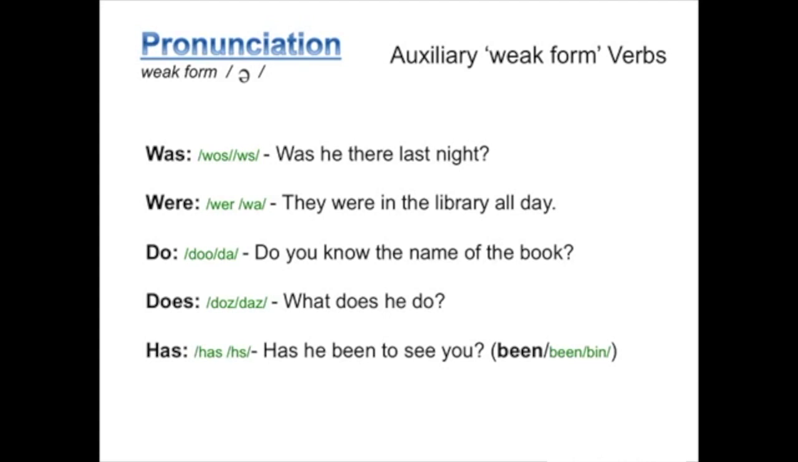Has becomes has. So has he been to see you becomes has he been to see you? And notice been becomes been. Has he been to see you?